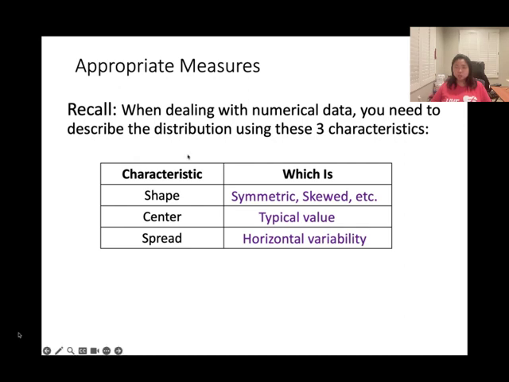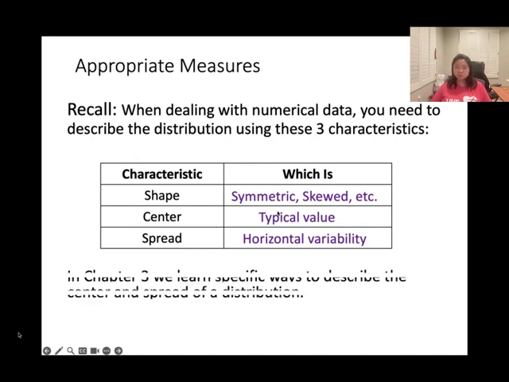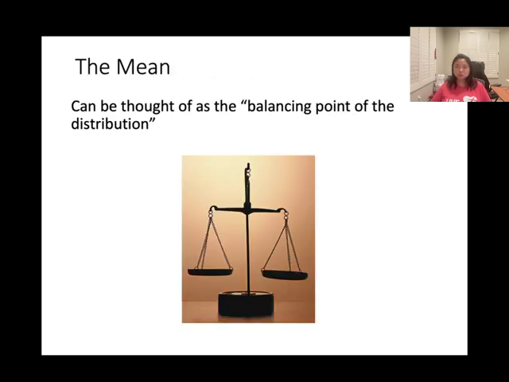Okay, this part we learned in Chapter 2. In this chapter, we learn specific ways to describe the center and the spread of the distribution. The first one will be the mean. Do you guys remember this guy? You may have learned it in math class, how to find the mean and the standard deviation. The mean, you can think of it as the average. It's the balancing point of the distribution.